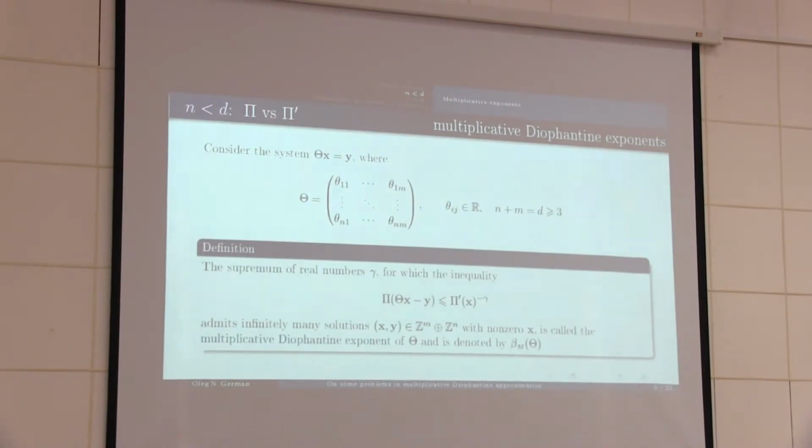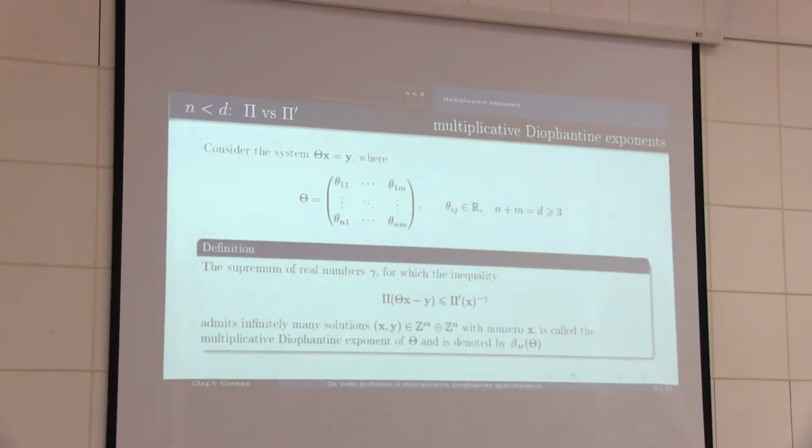Same as in the, say, convex approach, we estimate this quantity in terms of this quantity using this exponent minus gamma. And we take the supremum of these numbers such that this inequality has infinitely many integer solutions for arbitrary values of x. Now this is called the regular multiplicative exponent.